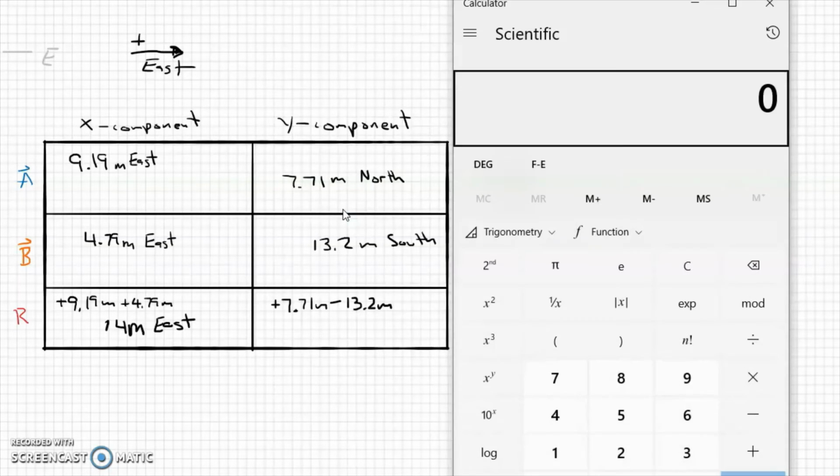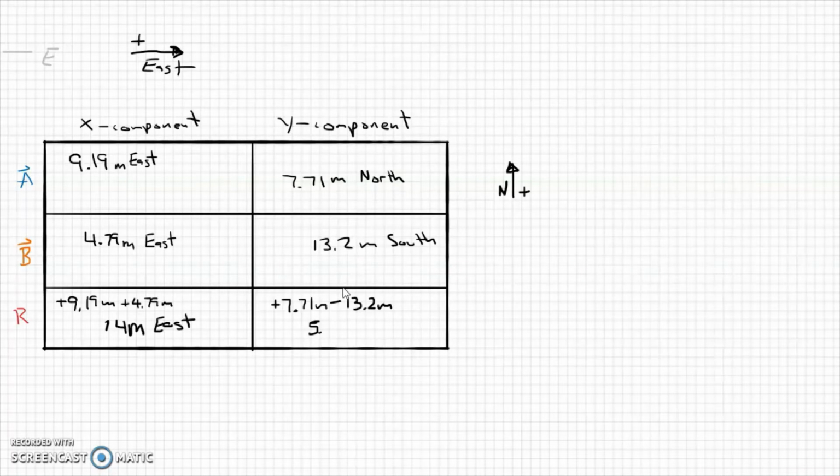Getting my calculator up, what do I have here? 7.71 minus 13.2 gives us, let's just say, 5.5. And it was negative, so negative means south. I can either say negative or, in the cardinal directions, this would be 5.5 meters south.